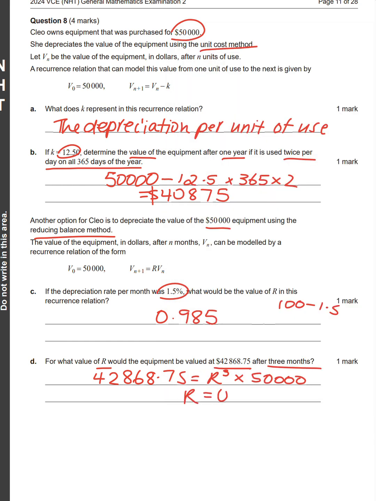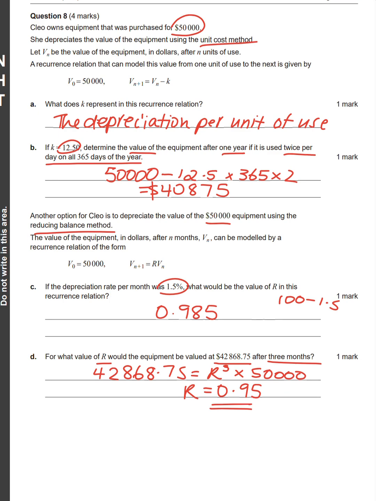So R is 0.95. Now, I'm probably writing a bit more than you have to because I want to be able to see what I'm putting into the calculator so you guys can see. You probably wouldn't need to write anything other than the answer there. Okay.